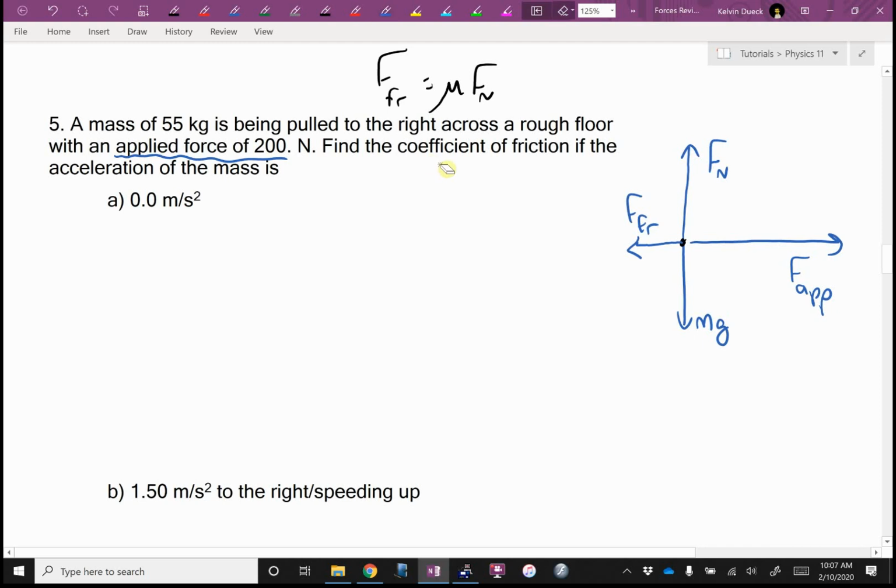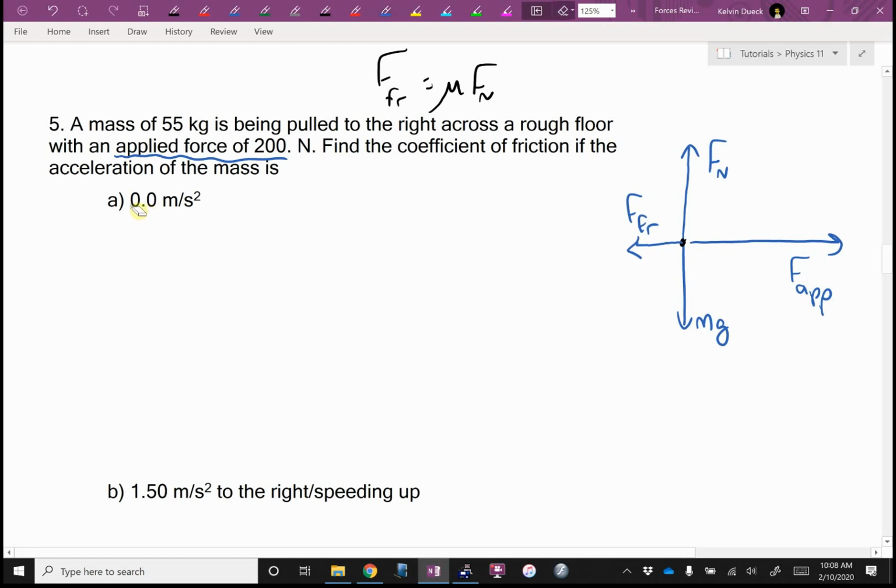This isn't asking me to find the acceleration. This is asking me to find the coefficient of friction. What symbol is the coefficient of friction in my equations? It's a Greek letter what? We're going to get the mu by itself. Okay, we can do this.